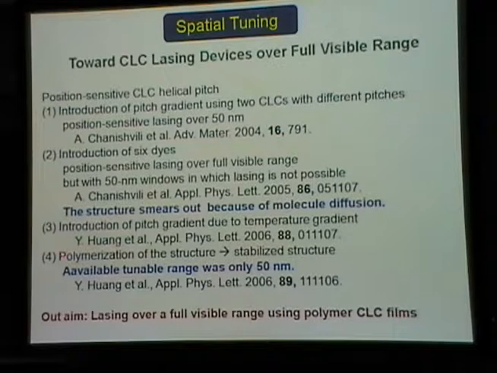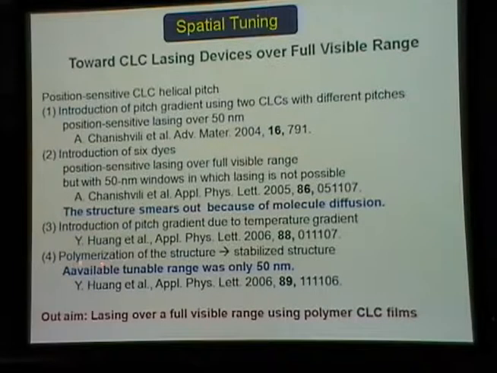And the other group, Wang et al., reported a different method. They introduced a pitch gradient due to a temperature gradient. So they introduce a temperature gradient to the cell so that the pitch changes depending on the temperature. And by this method, they attained some tunable range.